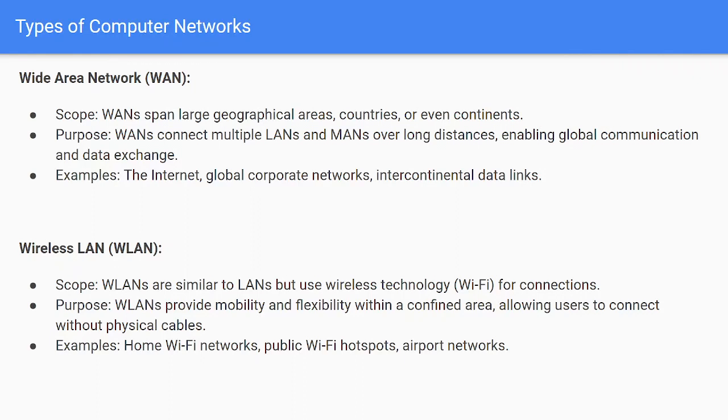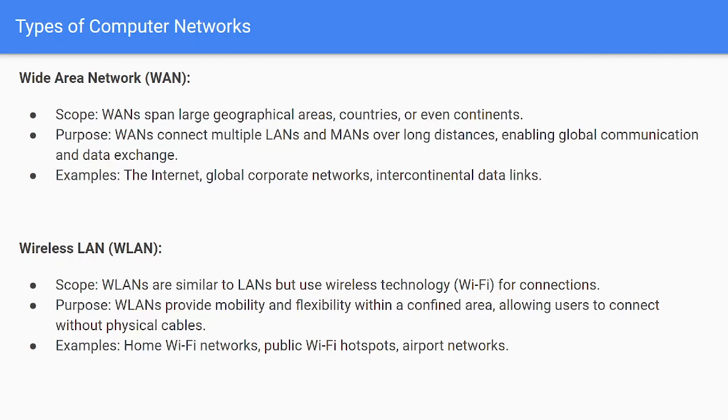So we have another example, global corporate network. Yes, for example, if you have a branch of your bank abroad as well, and they are able to communicate with people in Nigeria through the normal office network, then that is a wide area network as well. Then we have intercontinental data links.